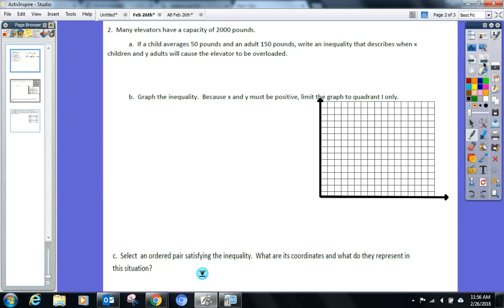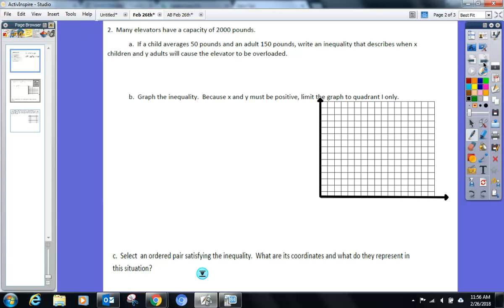Write an inequality. X is going to be the number of children. Y will be the number of adults. And here's the key. I got fooled by this over the break when I was doing the answer key. Will cause the elevator to be overloaded. So we want to overload the elevator when we write this inequality.